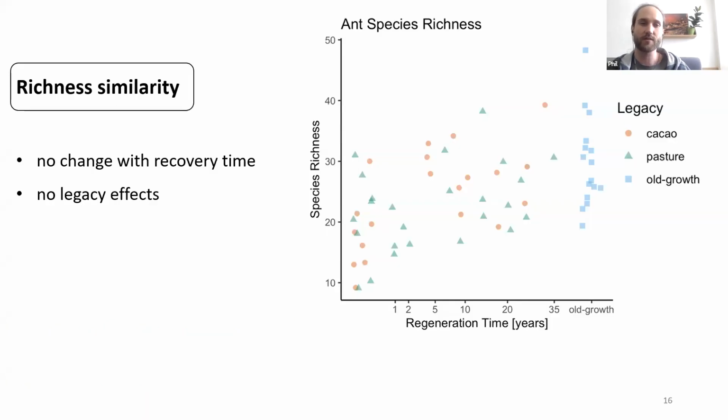And yeah, let's look at species richness, a sort of measurement of species diversity. Surprisingly, we see that species richness doesn't really change across the chronosequence. So we already have really high richness levels in cacao and pastures. And we also see no differences in the legacy outcomes. So not much is happening here.